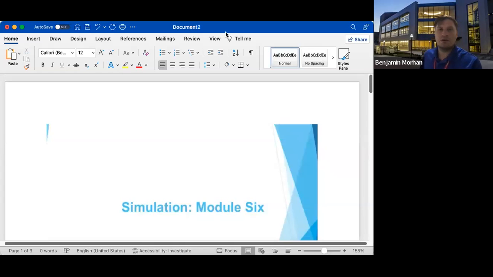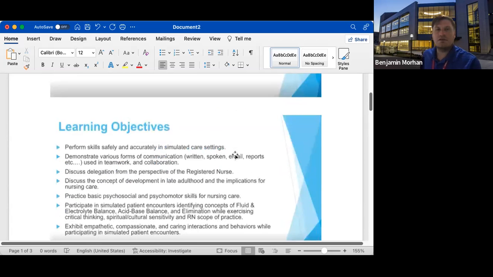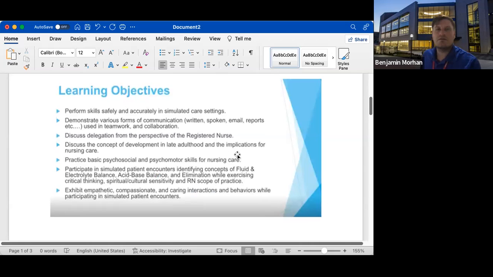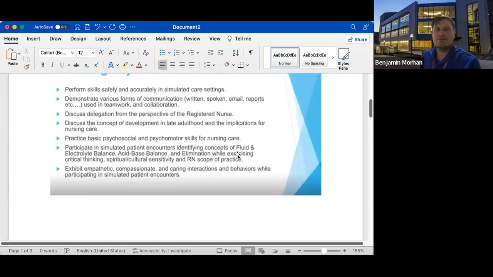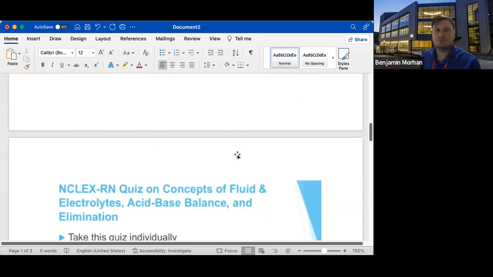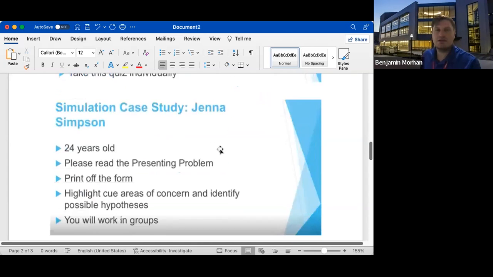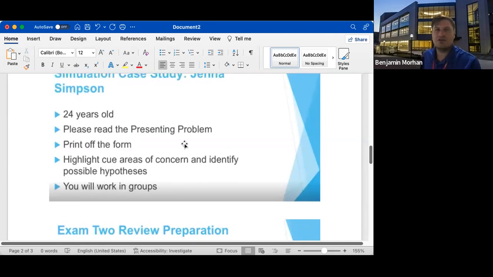Okay, so for lab simulation, these are the learning objectives. The main focus is going to be electrolyte imbalance, acid-base balance, and elimination. We will be doing the quiz. We're going to work on a simulation case study, Jenna Simpson.